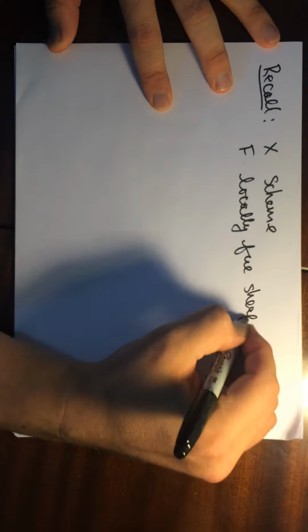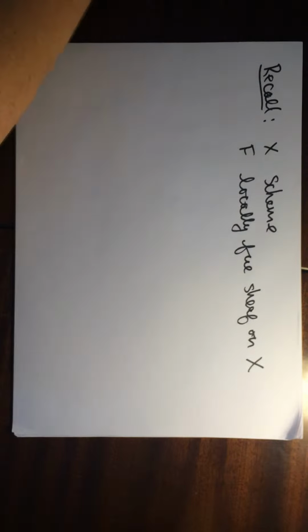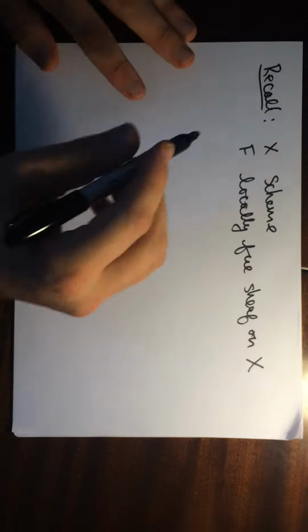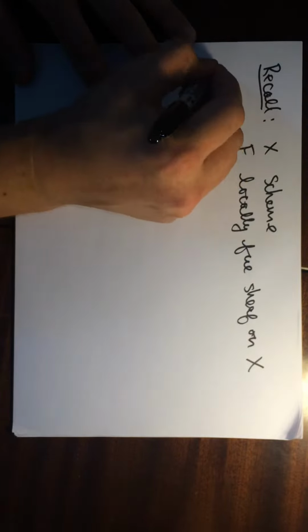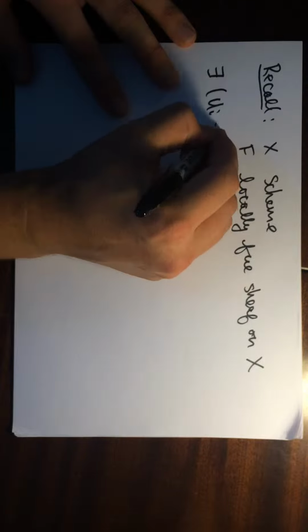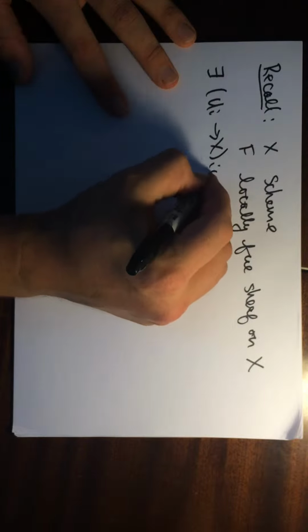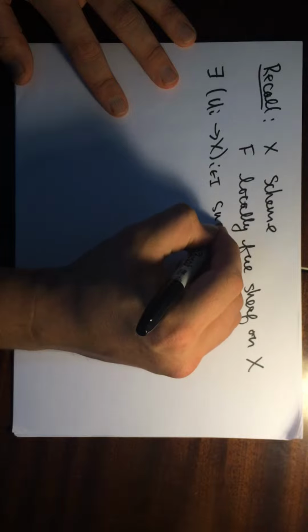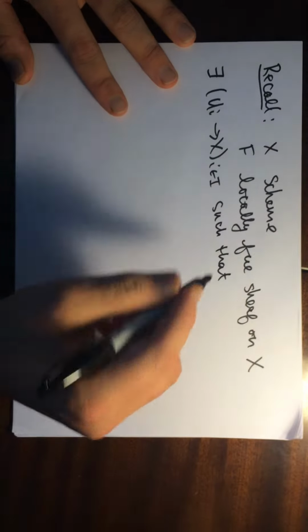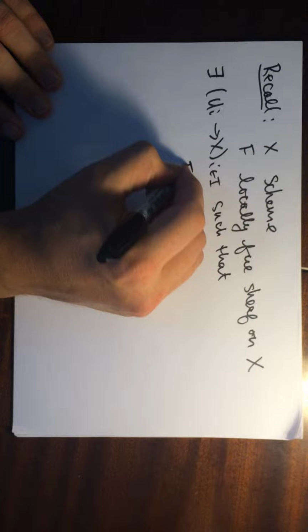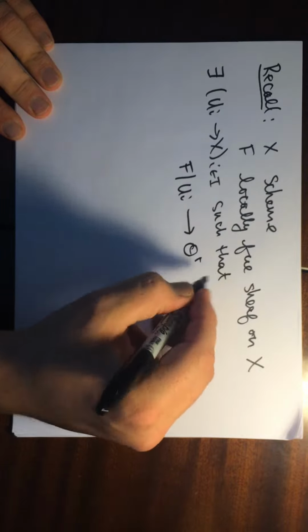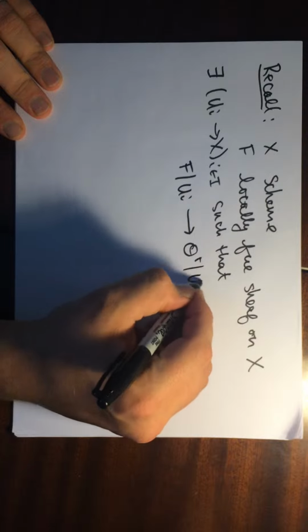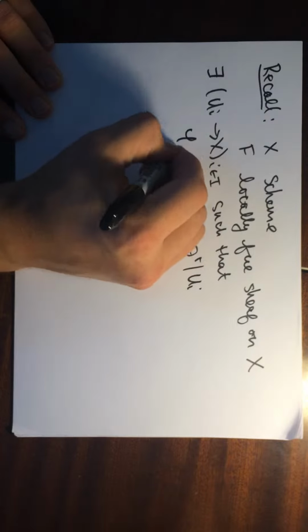And this means that there exists a cover such that F restricted to U_i is isomorphic to something of rank r, the structure sheaf of rank r restricted to U_i. We can call this phi here.